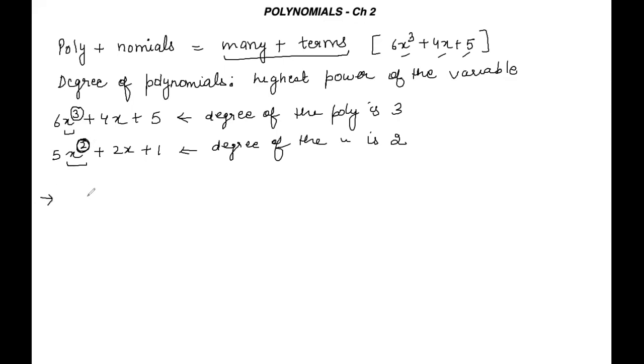For example, if I have an algebraic expression, let's suppose root x plus 1 upon 4. Now here, what is the power of the variable? The power of the variable would be 1 upon 2. Now, as the power is in fractional form, therefore, we would say that this expression is not a polynomial.